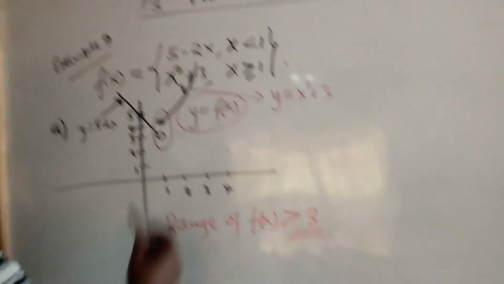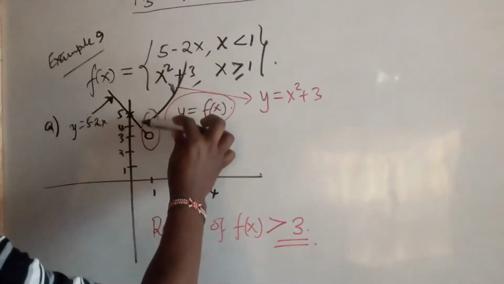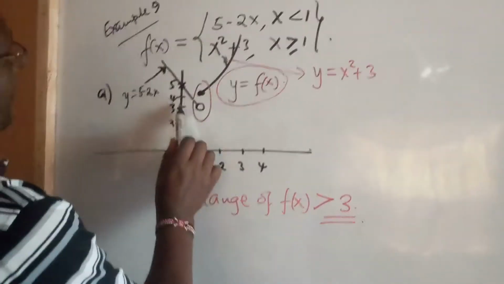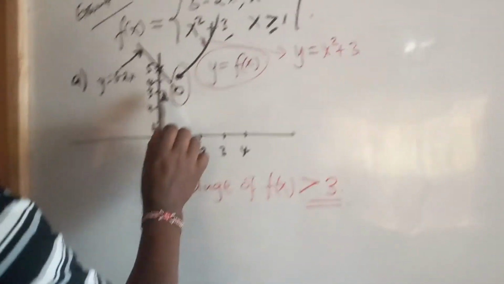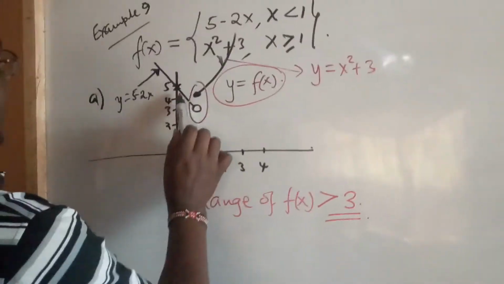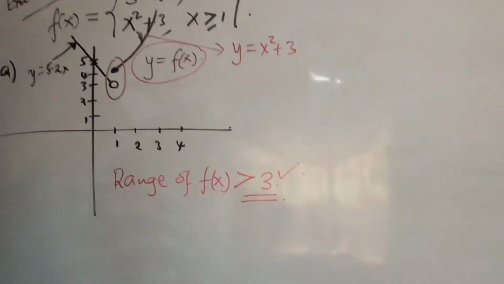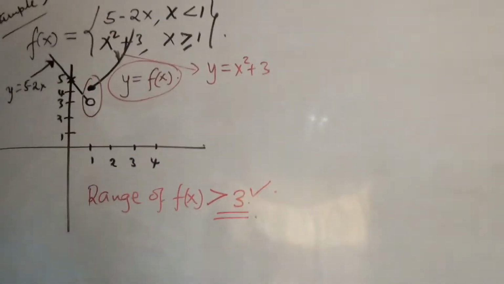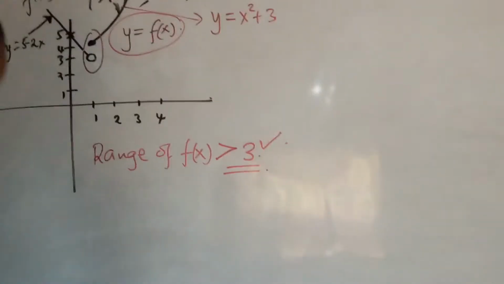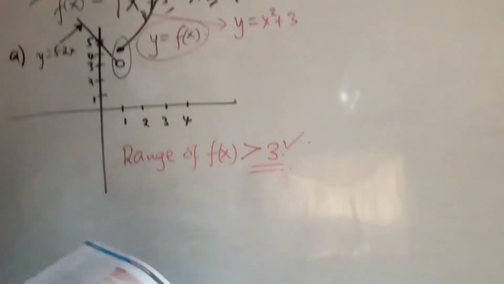You can already see between 3 and 4, there is a gap. But if we started from 4, then we will ignore the values of y for the linear equation, which are beyond 3 and less than 4. So the best answer to this one is the range of f(x) is greater than 3 because it captures all the solutions. Part B, what about part B?